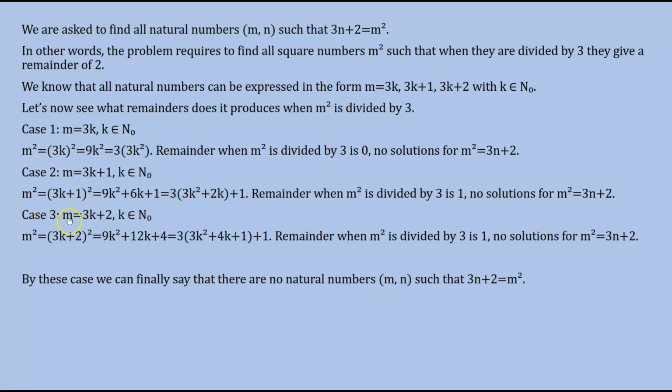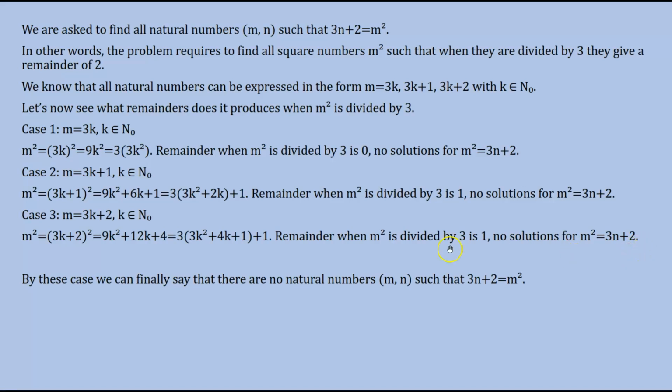And finally, when m is equal to 3k plus 2, we do the same operations. m squared is equal to (3k plus 2) all squared, equal to 9k squared plus 12k plus 4. For the first two terms, we factorize 3, and we have 3 times (3k squared plus 4k plus 1) plus 1. Even in this case, we see that the remainder of m squared divided by 3 is equal to 1. So it is not equal to 2, as needed in order for the left-hand side and right-hand side to be equal.